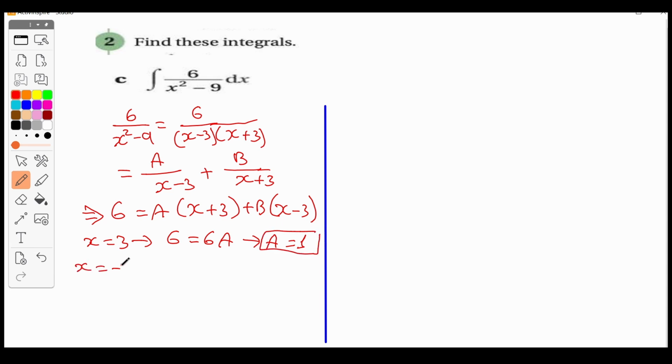Then by putting x equals negative 3, we say the left hand side as it is, 6 equals, this one will be 0, negative 3 plus 3 is 0, and here negative 3 minus 3 means negative 6b.